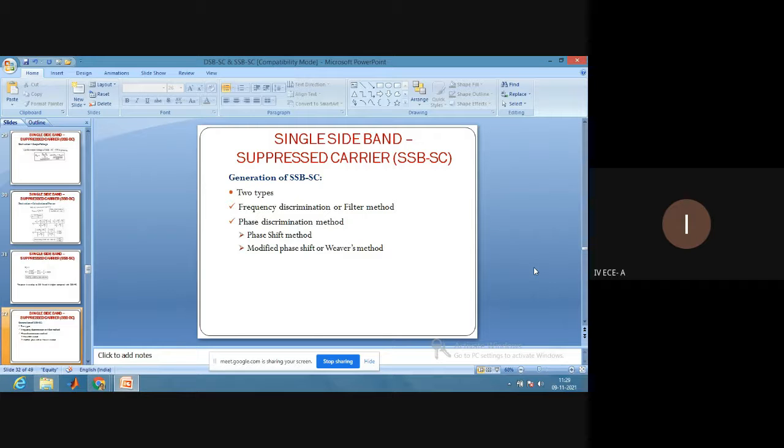Next, we'll discuss the generation of the SSB-SC system. There are two methods to generate the single sideband suppressed carrier. The first one is the frequency discrimination or filter method. The second method is the phase discrimination method. Under that, we'll have two methods. One is the phase shift method. The second one is the modified phase shift or Weaver's method. Let us start our discussion with the frequency discrimination or filter method.